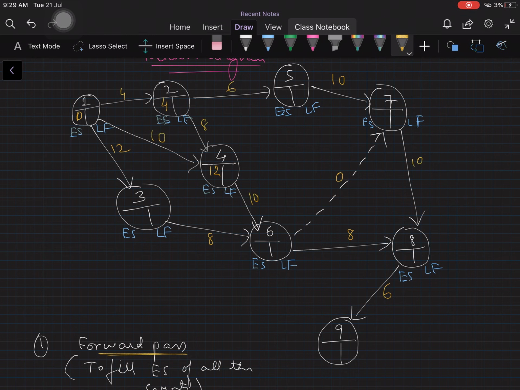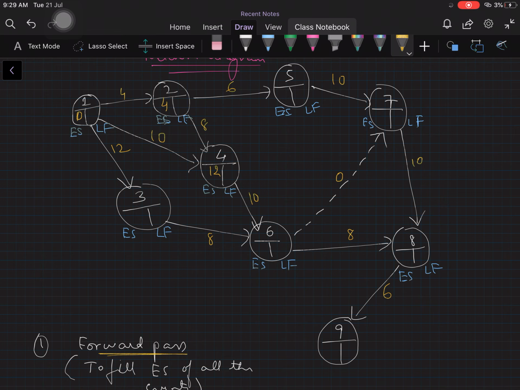Okay, now let's continue the process. So we are here, and we got 12 here. Let's proceed. 12 plus 10 is what? 22. Now again, this is a merge event. So 12 plus 10 gives us 22, and let's see what the other path gives us.